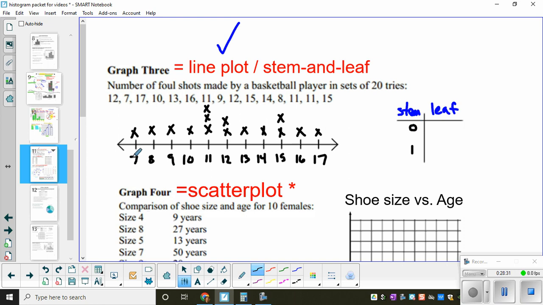Now for the stem of 0, that's going to be the 7, the 8, and the 9. So I'm going to put a 7, an 8, and a 9. Now the number of shots made that were in the teens, we have a 10. 1, 2, 3 11s. So this is an 11, 11, 11. We have 2 12s. We have a 13. We have a 14. You can see I'm starting to run out of room. We have 2 15s. So this is a 15 and a 15.